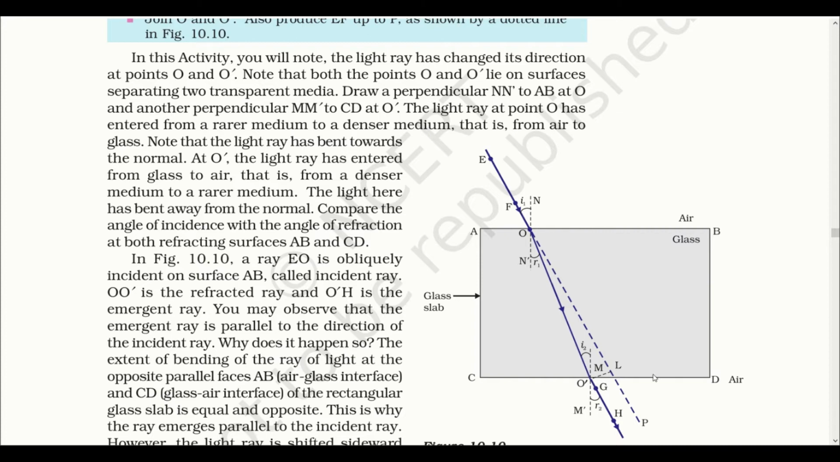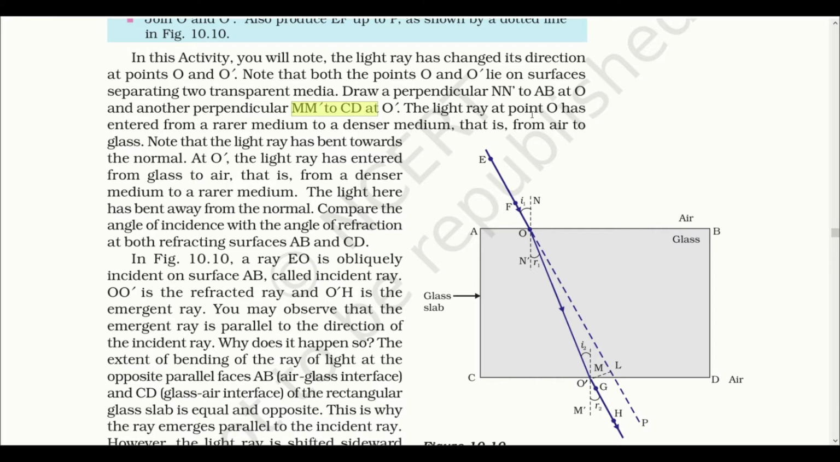Here you can see the diagram more systematically, with N dash as the normal and M dash as the normal. EO is the incident ray, OO dash is the refracted ray, and O dash H is the emergent ray. This emergent ray is parallel to the dotted line over here. The light ray has changed direction at points O and O dash. Both the points O and O dash lie on the surfaces separating two transparent media, where you have to draw perpendicular N dash to AB and M dash to CD.